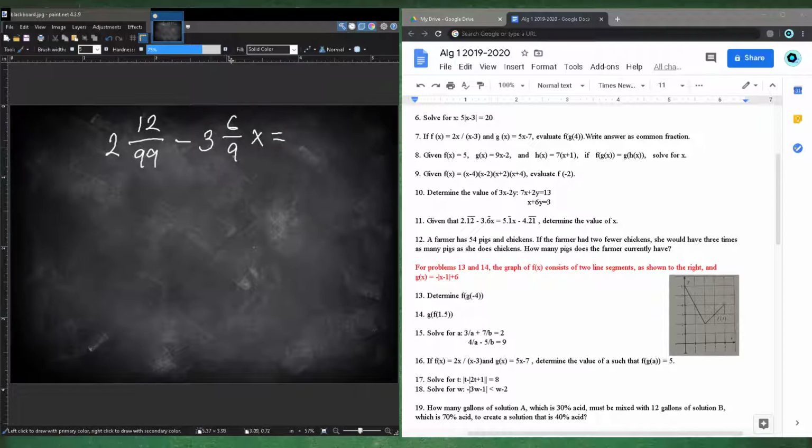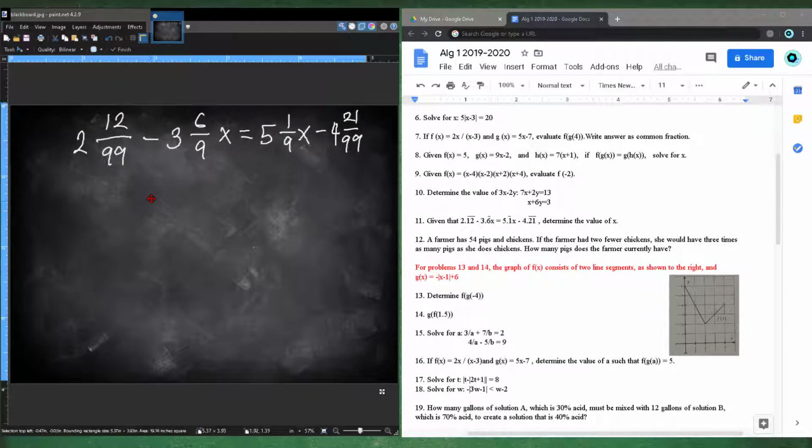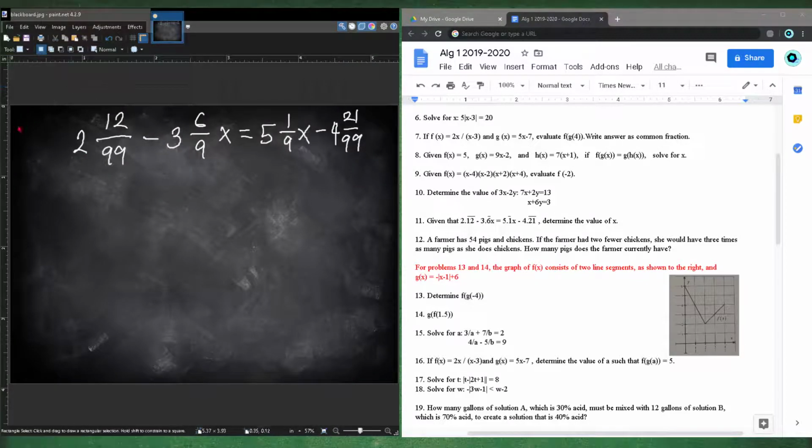We're not going to make it improper right now because that's going to be a waste of time. So 5 over 1 over 9 x, and then minus 4 over 21 over 99. The reason I said it was a waste of time is because now we have all these numbers with 9s and 99s, and it should be really easy to cancel out.